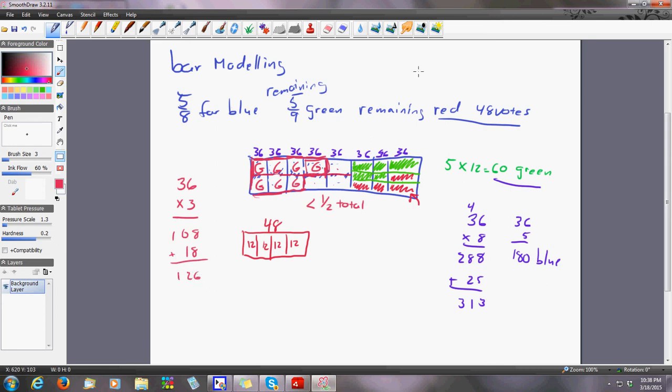So it's actually a pretty neat question, but it's a little tricky, and it takes some practice to do the bar modeling. I had a nice big colored piece of paper and colors and stuff like that, and that might actually be useful. So there you go. Hope you enjoy.